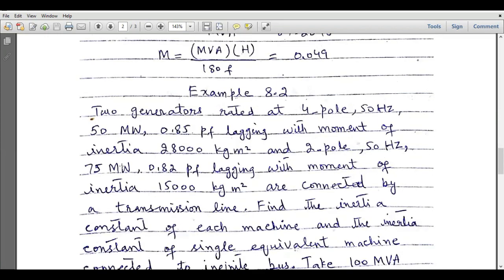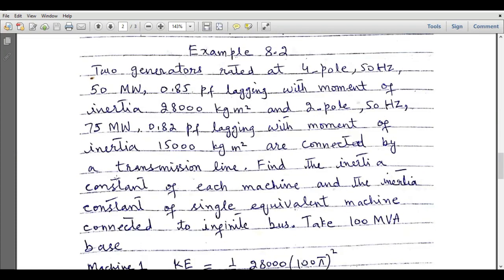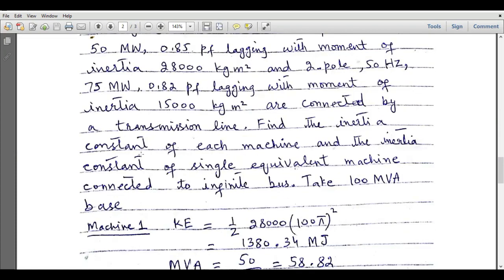So let's solve another example which is also very simple, and in this example we are given two generators. The first is rated at 4 pole, 50 Hz, 50 megawatt, 0.85 power factor lagging with moment of inertia of 28,000 kilogram meter square, and the second machine is 2 pole, 50 Hz, 75 megawatt, 0.82 power factor lagging with moment of inertia of 15,000, connected by a transmission line. Find the inertia constant of each machine and the inertia constant of a single equivalent machine connected to infinite bus.